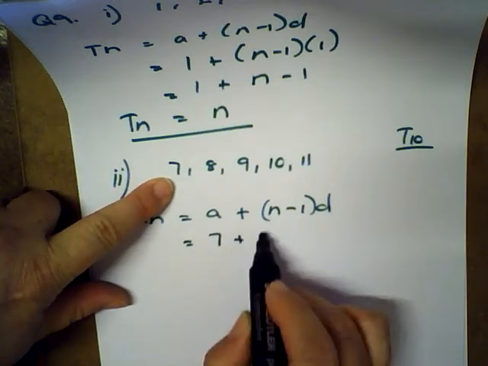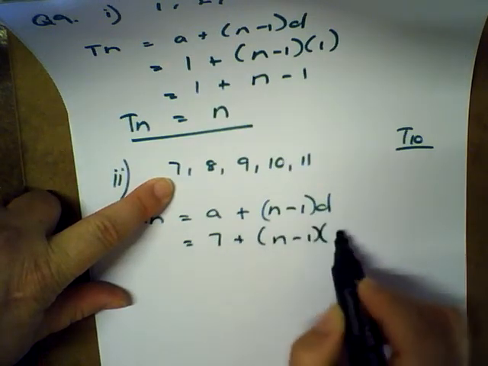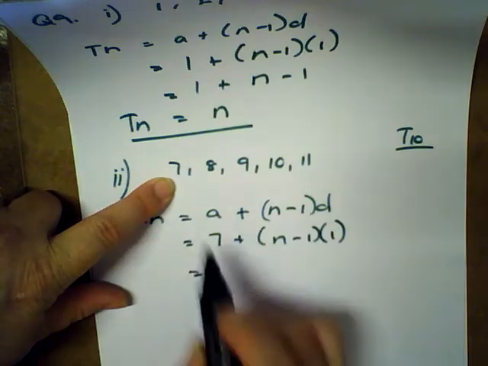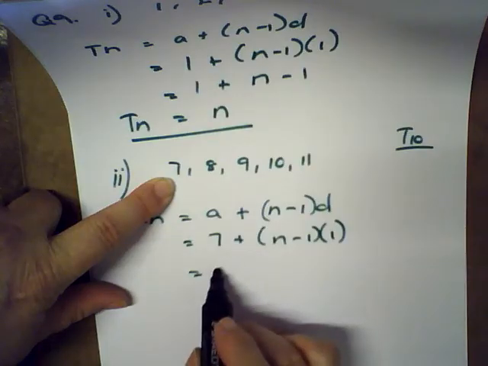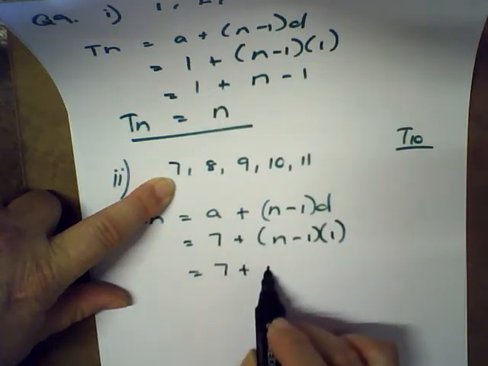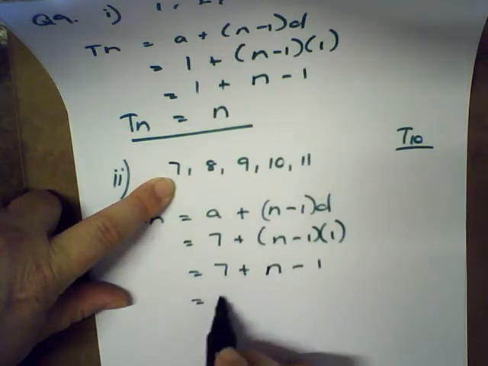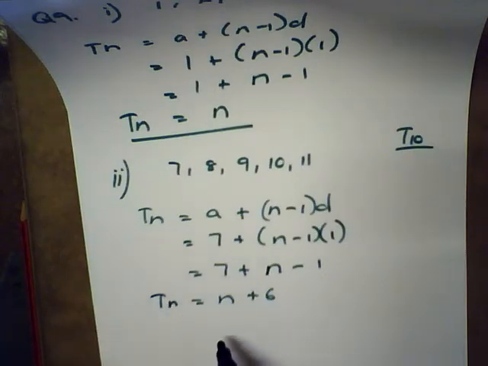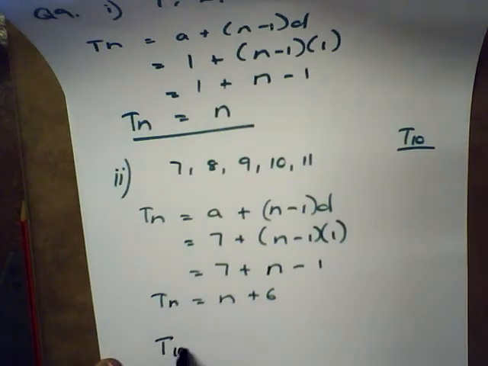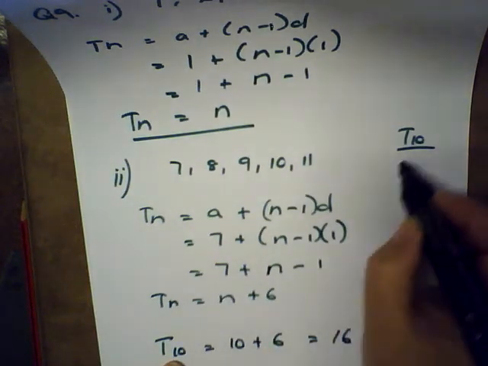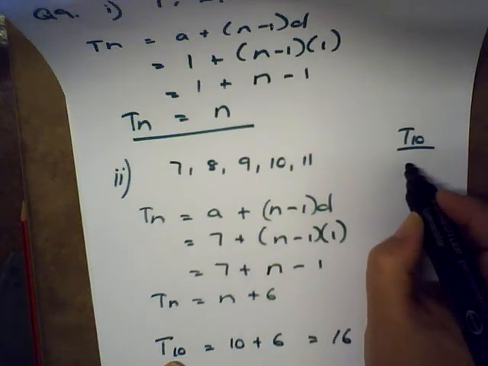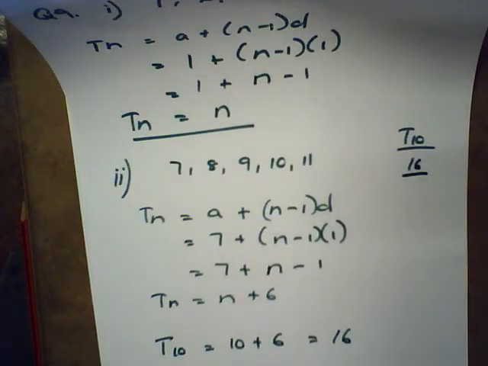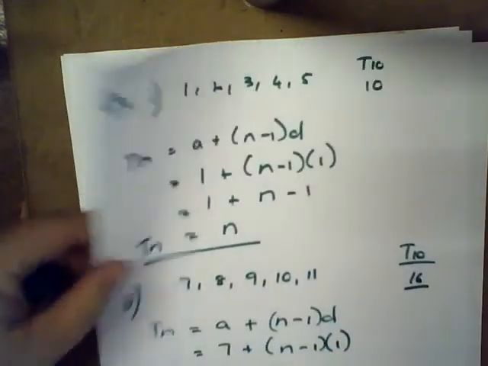A is 7 plus n minus 1. D is still 1 because there's a common difference of 1 between each of those terms. So 7 plus n minus 1 would give me n plus 6. So that's my nth term. To find my 10th term, I just substitute 10 in place of n. So 10 plus 6 gives me 16. And my T10, the value for it, must be 16.